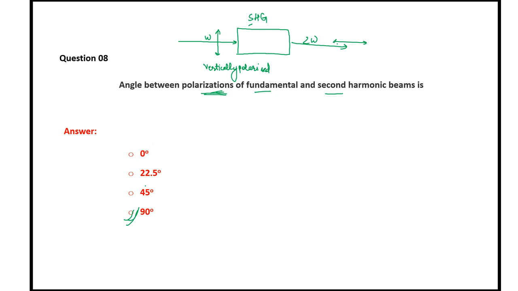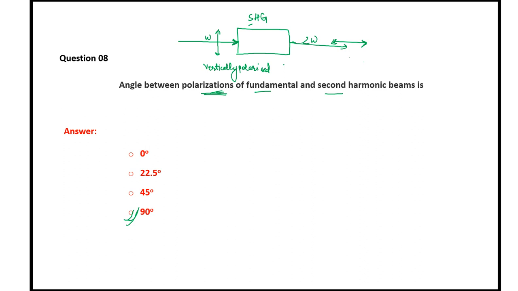One more thing is that not all the light which is incident is converted to 2 omega. The efficiency is not 100%. It is somewhere less than that. And that is it.